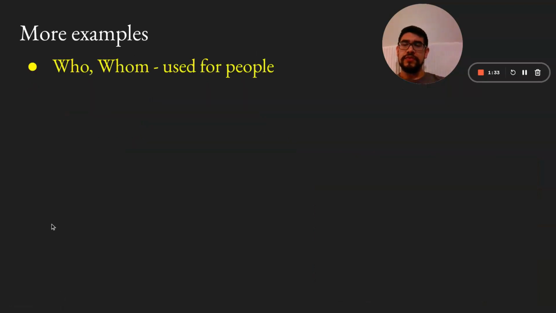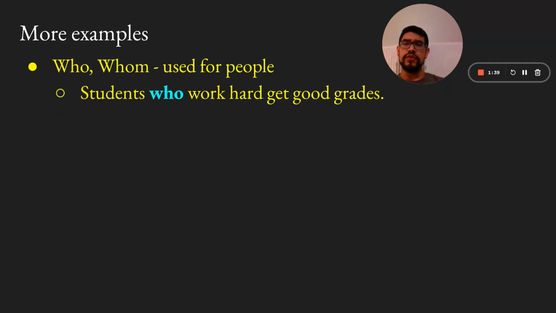Some more examples. When we use who or whom, these are going to be used for people. So, students who work hard get good grades. The people here are the students, and our relative pronoun is who. And the additional information is work hard, get good grades.